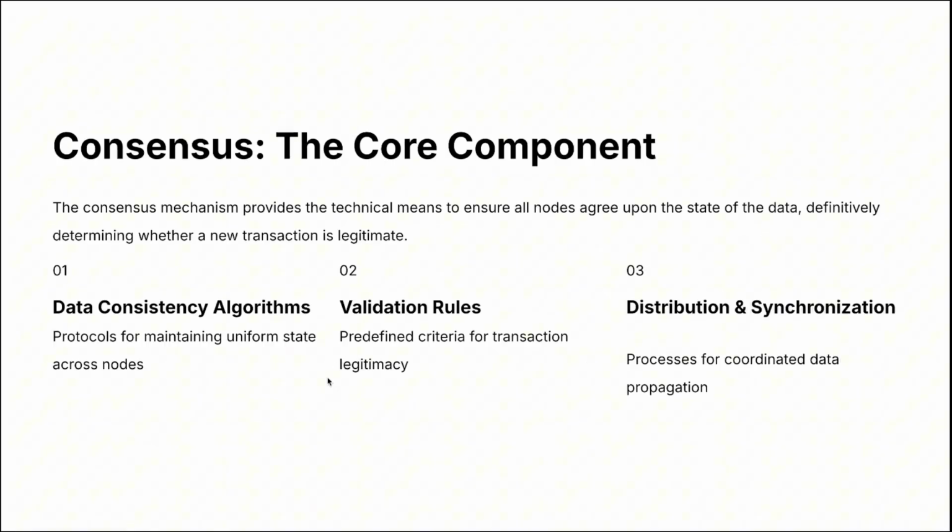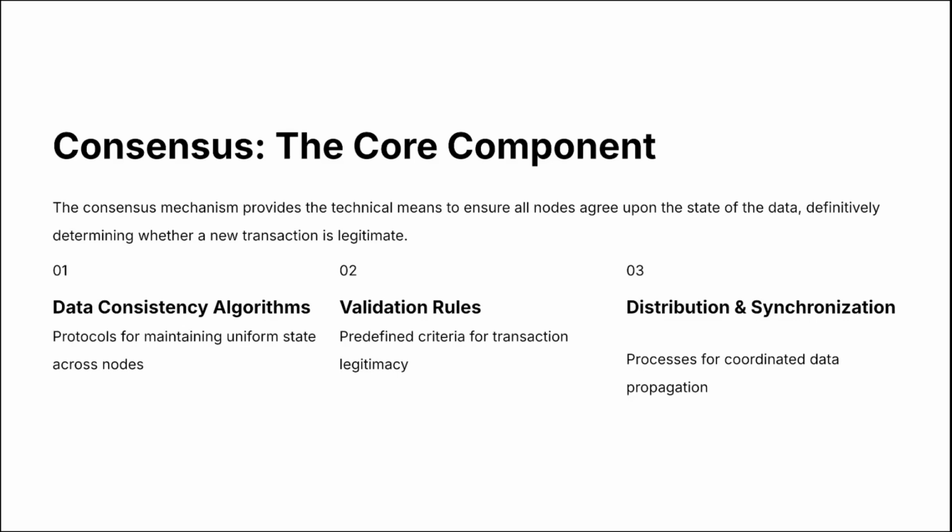Now let's go to the next one, which is the consensus, which is the heart of any DLT. It's what allows a network of independent nodes to agree on a single shared version of the truth without needing a central authority. So for consensus, we have these validation rules. These are the predefined criteria that determine whether a transaction is legitimate. Each node checks new transactions against these rules. Think of them as a built-in checklist for what's acceptable.